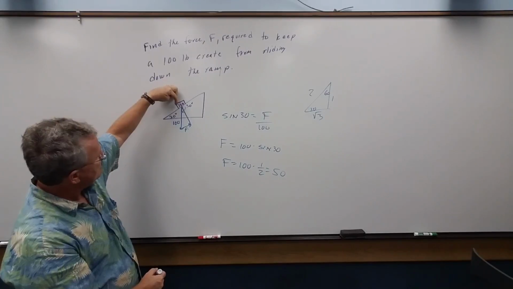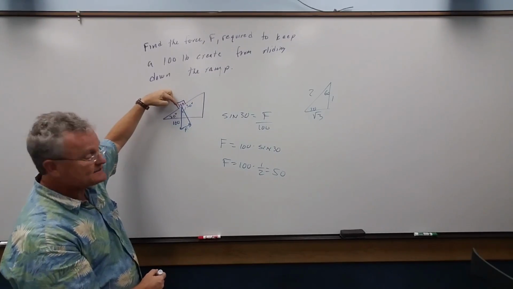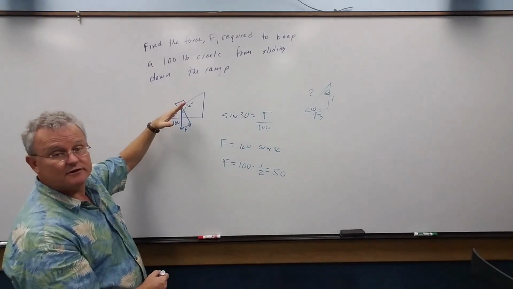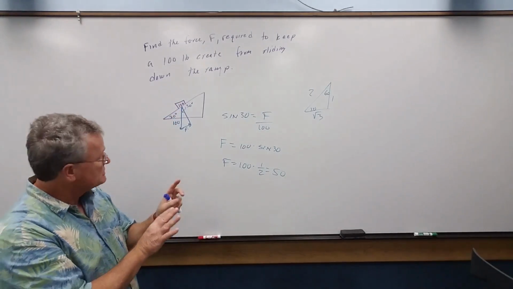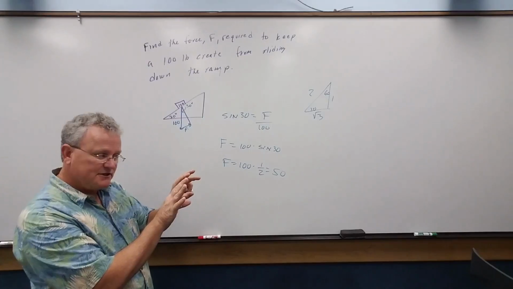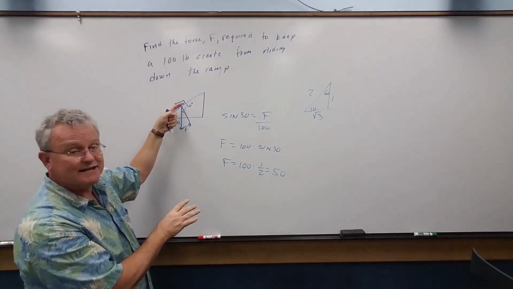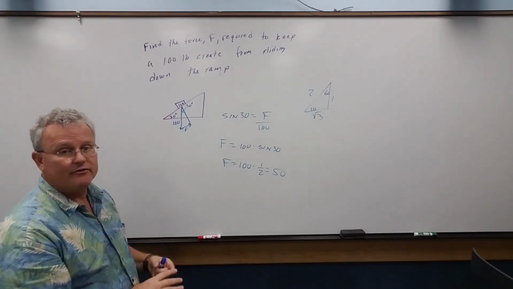If this 100 pound crate was on a block of ice, basically no friction, and we had a 30-degree angle, that's how much you would have to push to keep that still. A little more than 50 pounds, and it would push that way. A little less than 50 pounds, and it would come down this way.